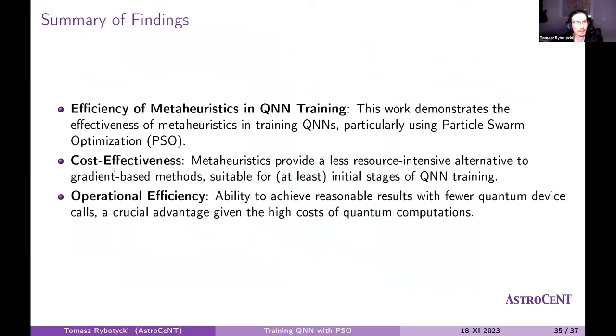They are surely cost effective, meaning that even if we find out that it's not good to use metaheuristics for general training, maybe it is good to use them in the initial stages of the training, so that you know you have some good idea where the weights should be, and then you just run the usual gradient based optimization. And yeah, so there's that.